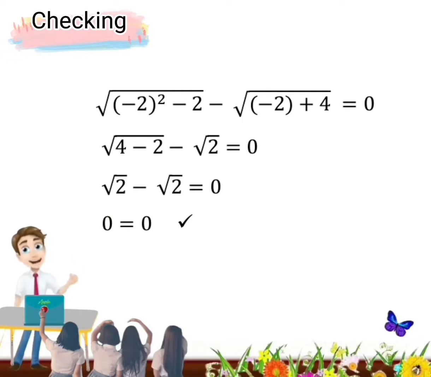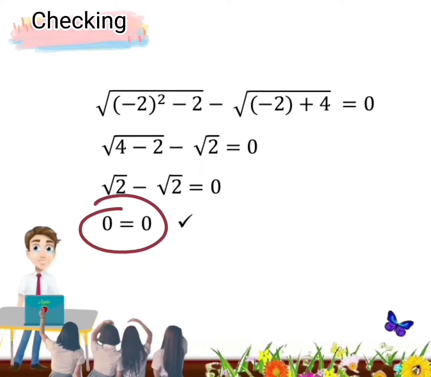That is the square root of the quantity negative 2 raised to 2 minus 2, minus the square root of negative 2 plus 4 is equivalent to 0. Then negative 2 squared is equivalent to 4. Bring down negative 2, minus the square root of negative 2 equals 0. Then 4 minus 2 is equivalent to the square root of 2 minus the square root of 2 is equal to 0. So therefore 0 is equivalent to 0.